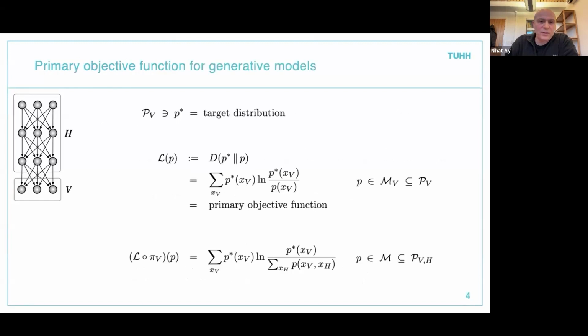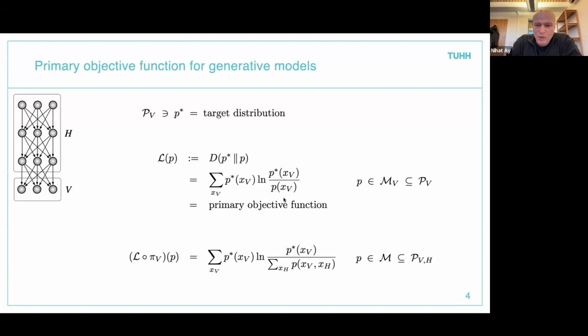The target of this kind of network is to generate a target distribution P star. P star is a probability distribution on the visible states, and you measure simply the Kullback-Leibler divergence between P star and a probability distribution P in the model M V, the marginal model. This is the explicit expression here. And this is the primary objective function usually considered to train a generative model.